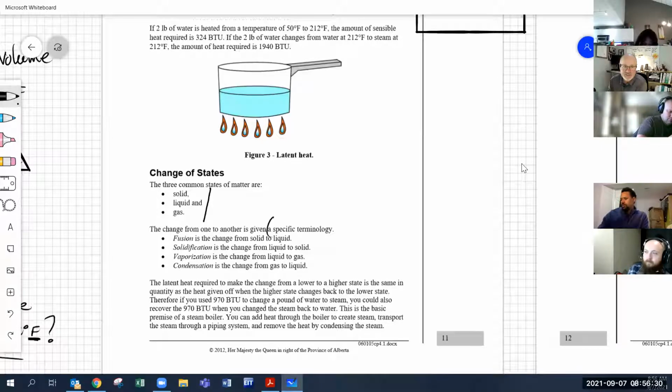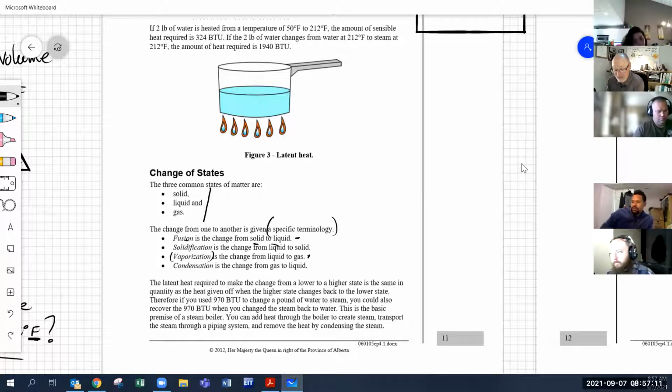And what we do is we give stuff some specific terminology when we change that state. So if we're going from a solid to a liquid, so ice to water, we're going to call it the latent heat of fusion. And if we're going from a liquid to a solid, meaning from water to ice, we're going to call that latent heat of solidification. If we go from water to steam, we call that latent heat of vaporization. And inversely, if we go from steam to water, or a gas to a liquid, we call that latent heat of condensation. So those are just a little bit more terminology associated with those changes of state.